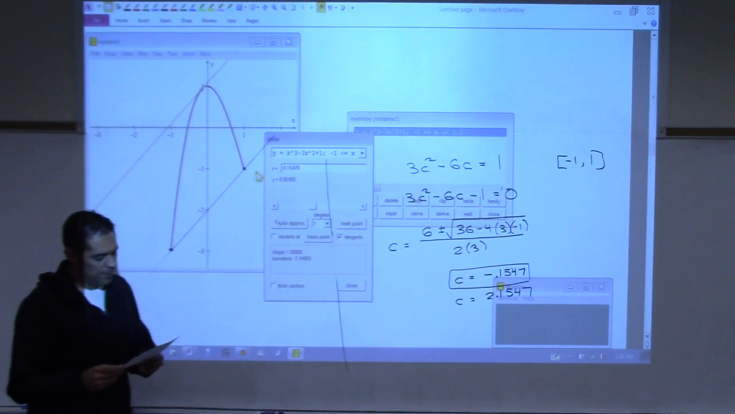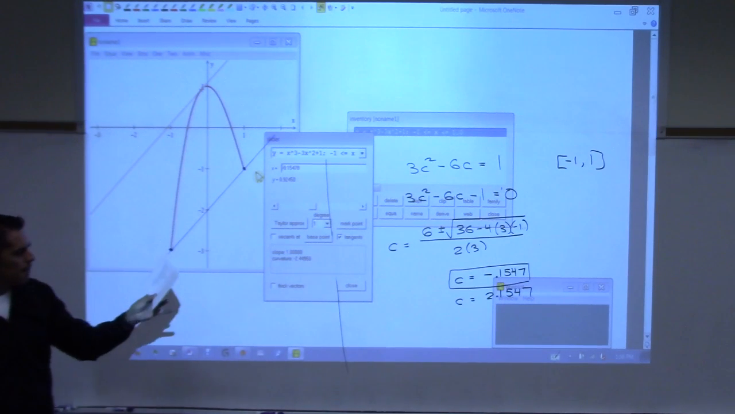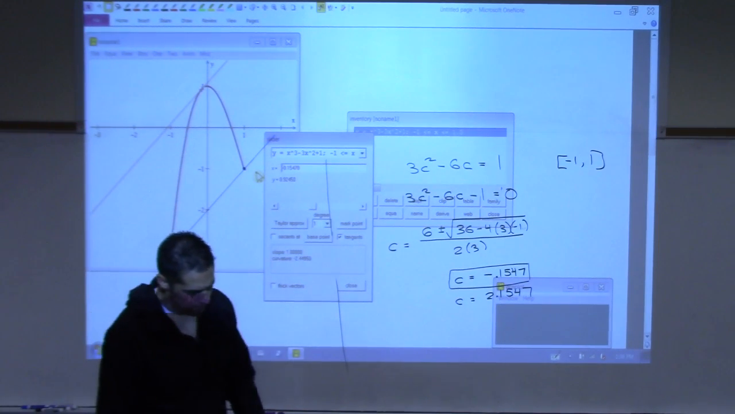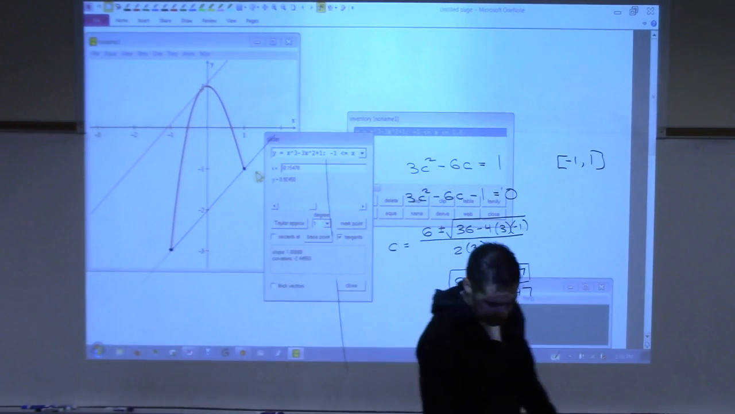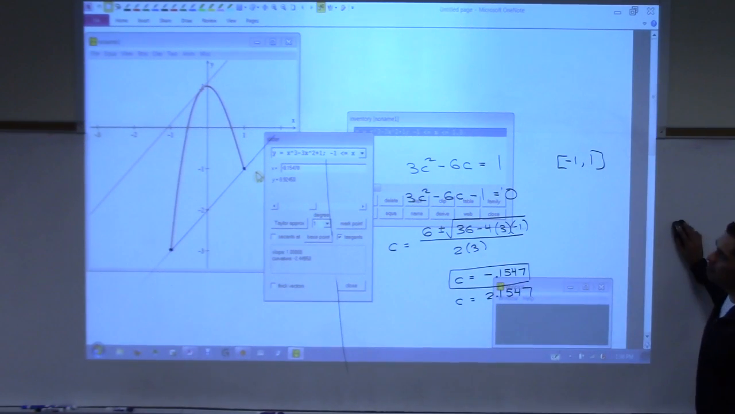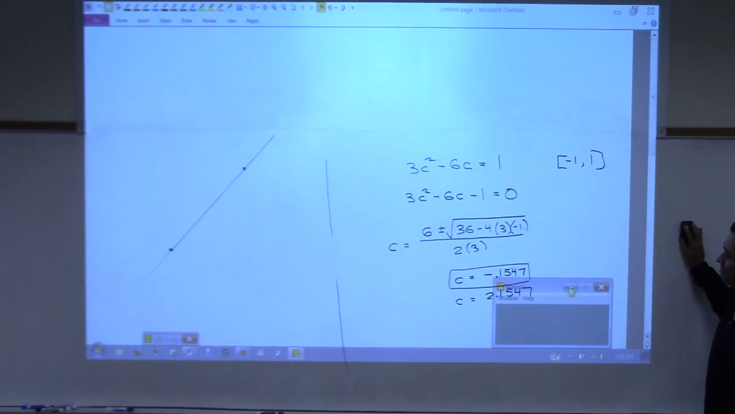So page 215, numbers 9 through 12. Did anyone not get this? Those are some good practice problems. What do y'all think? It's kind of an interesting theorem. No comment?